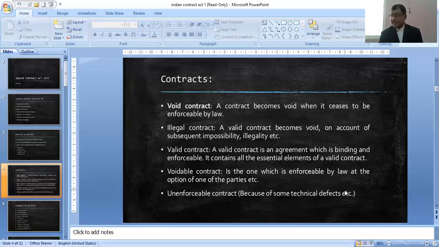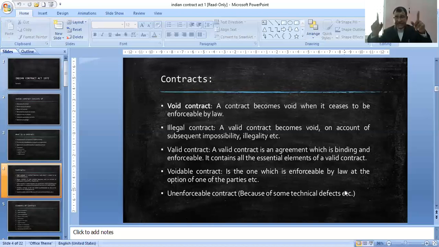Sixth is competency to enter into a contract. Parties should be competent to enter into a contract. Seventh, lawful object and consideration. Eighth one is consensus ad idem. Those who want can note it down. Consensus ad idem. You know what is consensus ad idem?